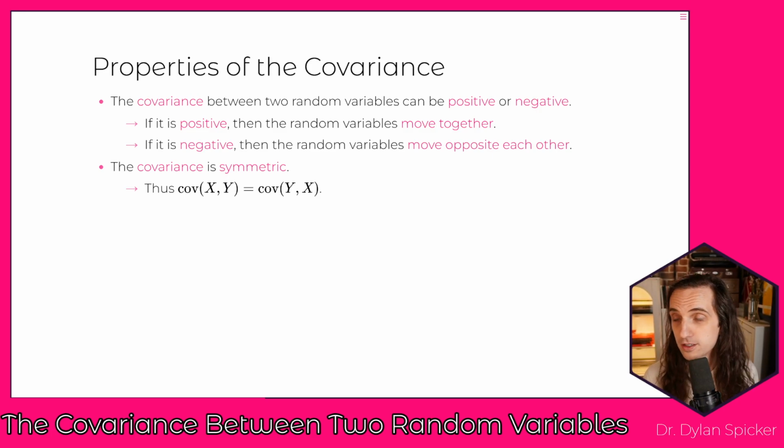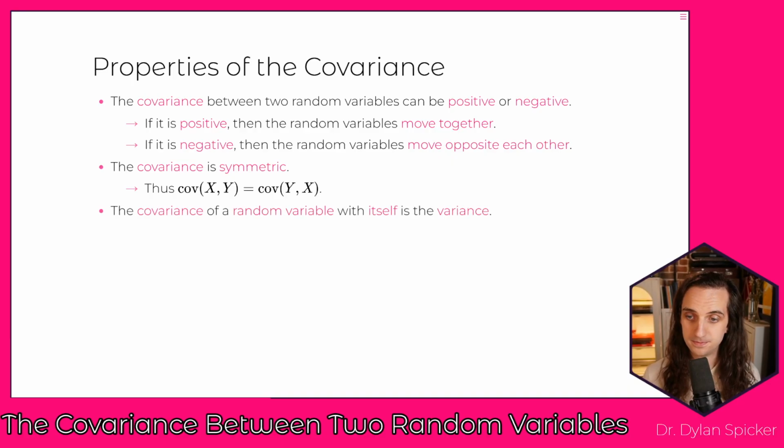Right? We just swap the order that we would be calculating them in. The covariance of a random variable with itself actually gives us back the variance. And so that's to say that the variance of x is equal to the covariance between x and x.